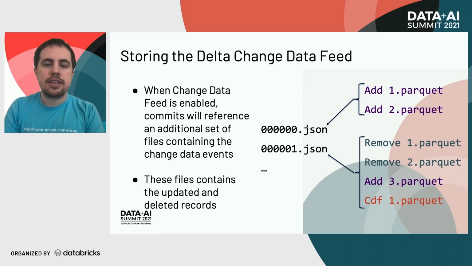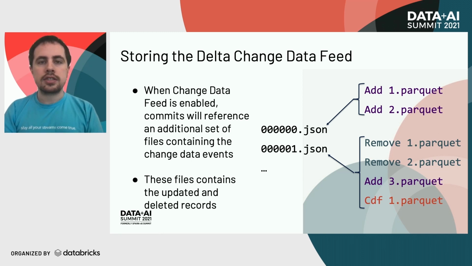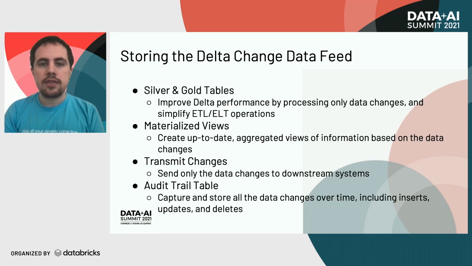So with change data feed, in addition to those files which represent the current state of the table, we also have change data feed files, and the contents of these files are the rows containing the change events within that table. There are a couple of different uses that change data feed could be applied to. It's useful within our bronze, silver, gold architecture. You can improve the performance of Delta tables by processing only the data changes between your initial bronze ingestion layer and your gold business layer.